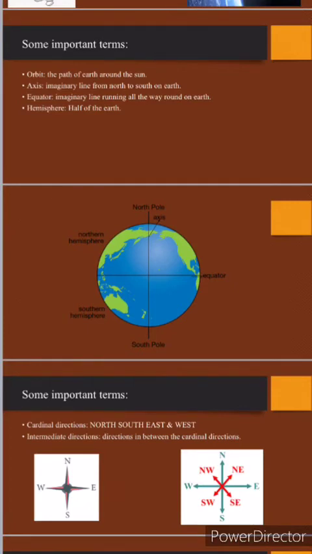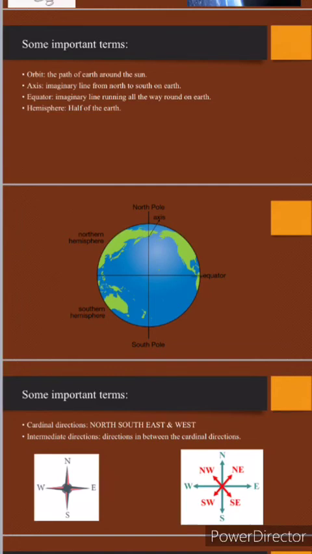The last term is hemisphere. As you all know, half of a circle is a semicircle, just like that half of a sphere is called a hemisphere. The upper half of the Earth is called the northern hemisphere because it is in the north direction, and the lower hemisphere is called the southern hemisphere. The axis runs from North Pole to South Pole and the equator runs from east to west.